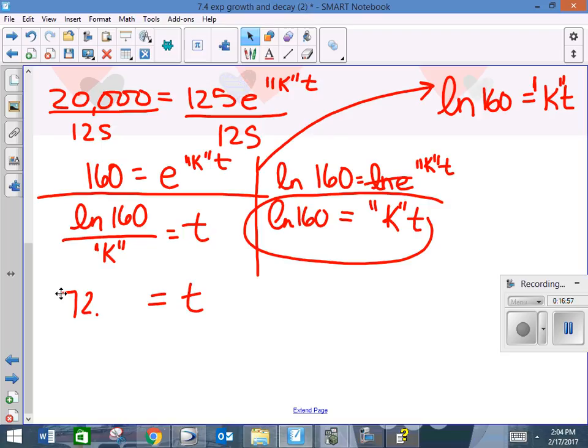Okay? And what are we doing? Rounding to the nearest integer, is that right? It is.